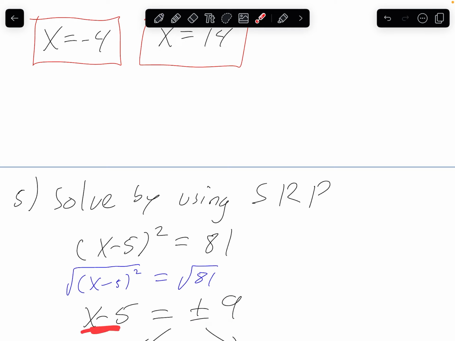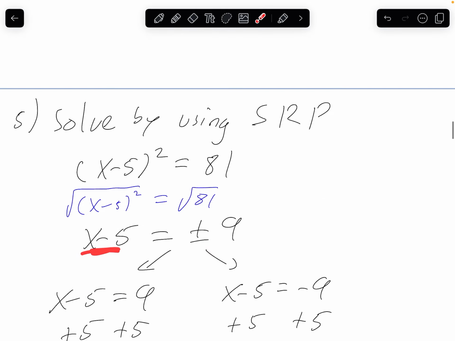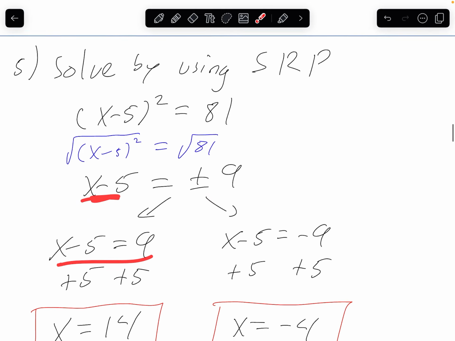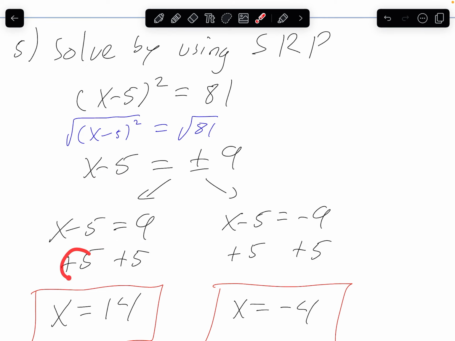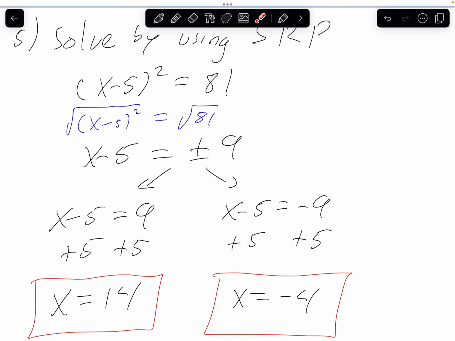So this means x minus 5 is equal to 9. And solving this equation, x is equal to 14. X minus 5 is also equal to negative 9, and adding 5 to solve this equation means that x is equal to negative 4. Same answer that we got above. I'll admit, much faster.